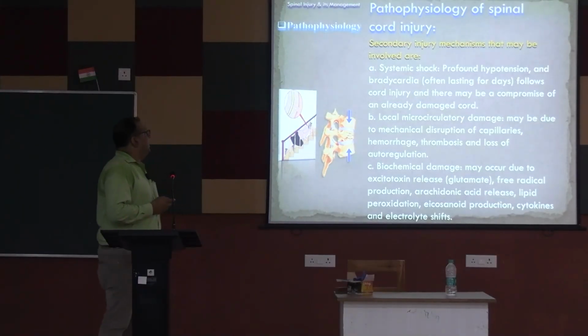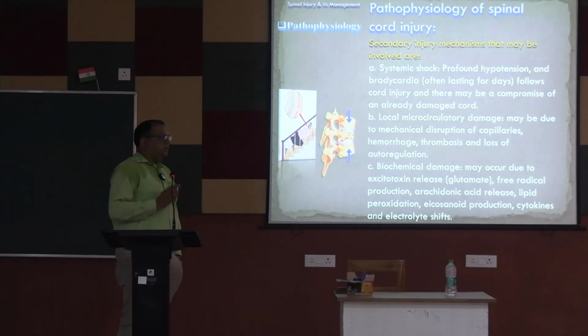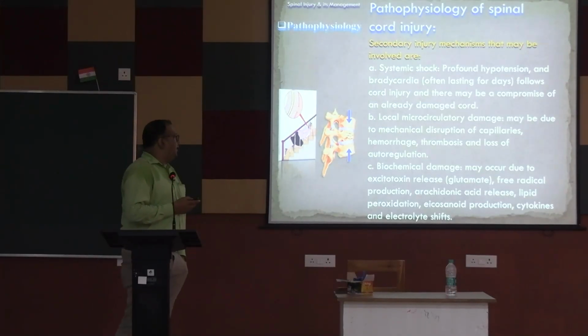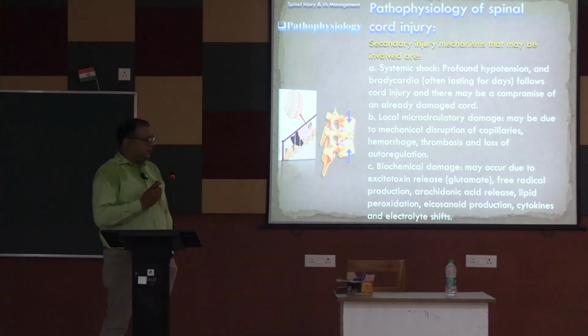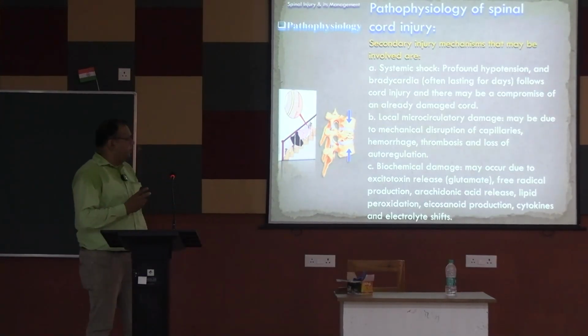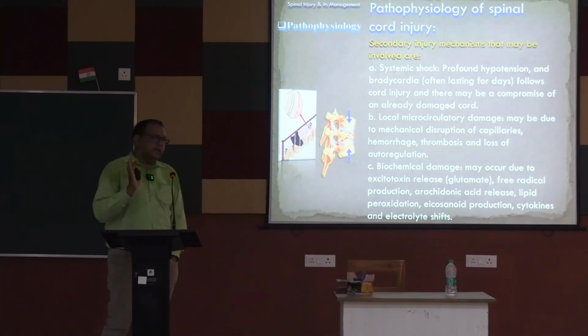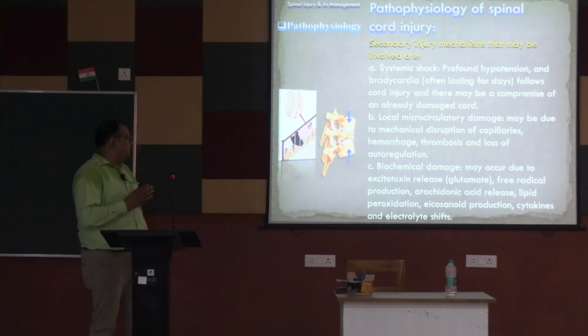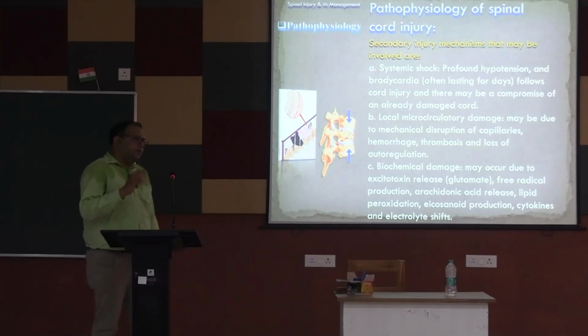Secondly is secondary injury mechanism. That is the primary. The first thing that occurs is that you go into flexion and then hyperextension, and secondary injury is systemic shock, that is profound hypotension and bradycardia. This is the moment of spinal shock. Also, local microcirculatory changes occur due to disruption of capillaries there, and there is a hematoma formation. Also, there is glutamate release and free radical production, which causes secondary neurological trauma.